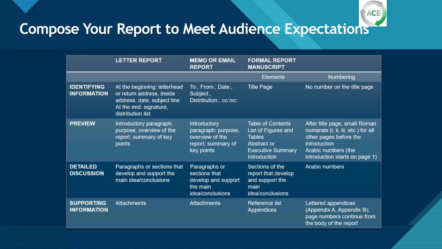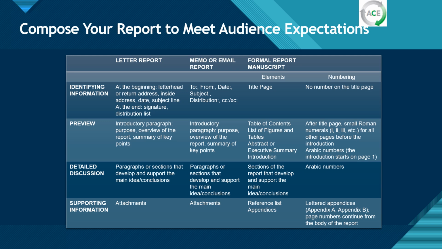Identifying information. Business reports clearly identify the author, the date, and the topic or title. Some reports also indicate the intended audience. Preview. Almost all business reports use a direct organization, beginning with one or more preview elements that provide readers with a quick understanding of the purpose, structure, content, and main ideas of the report. Detailed discussion. Following the introduction, the body of the report provides the detailed discussion. The discussion is typically divided into sections that are signaled by headings.